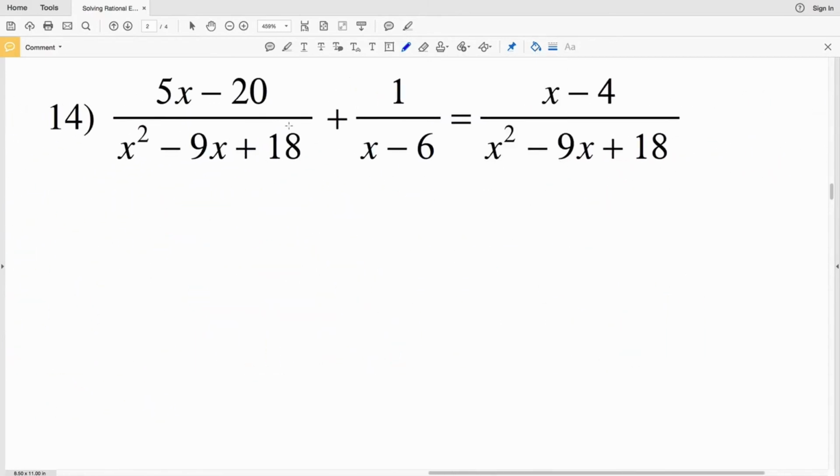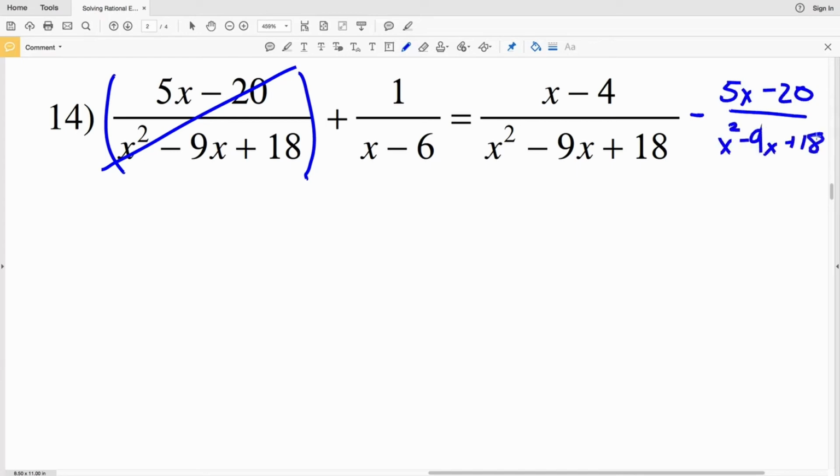In number 14, again, I'm going to start by rearranging this equation. I'm going to subtract 5x minus 20 all over x squared minus 9x plus 18 from both sides. So when I subtract it from this side, it'll cancel out with this positive, and then I'll subtract it from the right. I'll be left with 1 over x minus 6 on the left-hand side, and that's equal to x minus 4 minus 5x minus 20 all over x squared minus 9x plus 18.